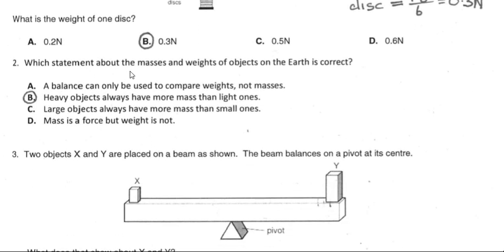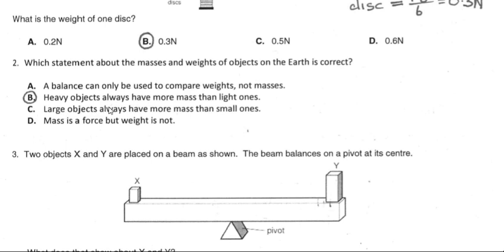Question 2. Which statement about the masses and weights of objects on the Earth is correct? A, a balance can only be used to compare weights, not masses. Well, it depends what type of balance it is and how it's calibrated and whether it's designed to read weight or mass, so that's not correct.